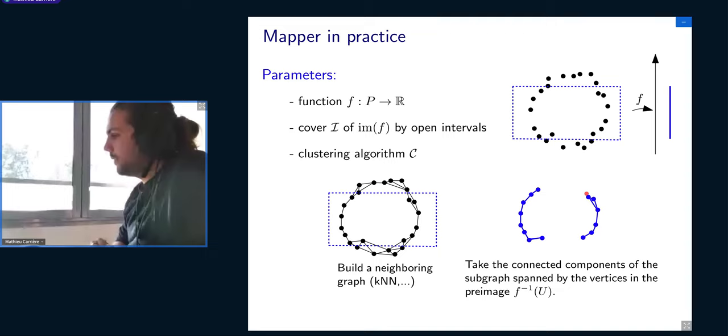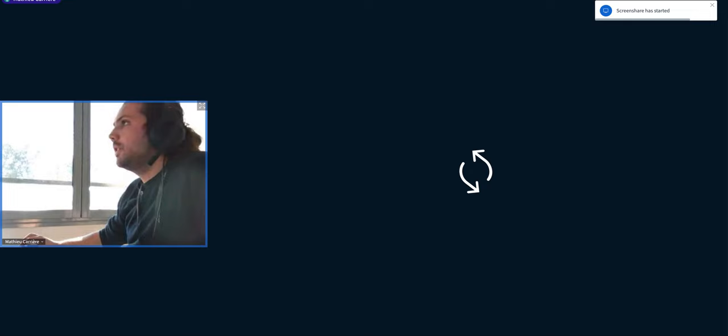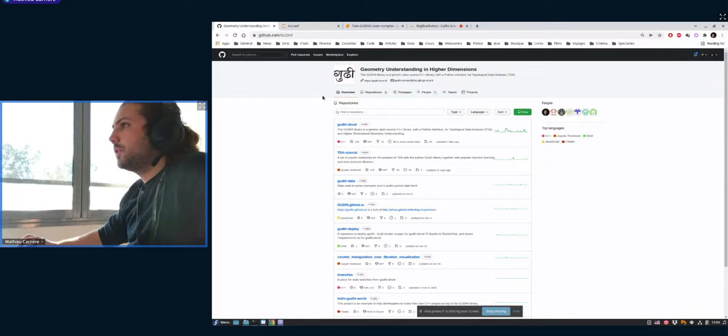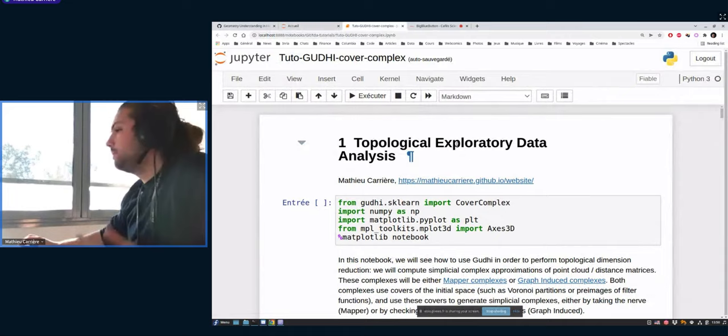Okay, so let me just show quickly how you can actually build such complexes in practice. There. All right. Hope everyone can see my screen. So the library that we work on in our team is called Gudhi. It has a GitHub repository. If you're interested, I really advise you to take a look at it. It also comes with a whole set of tutorials. So what I'm showing right now, for instance, is one tutorial about doing some topological exploratory data analysis.